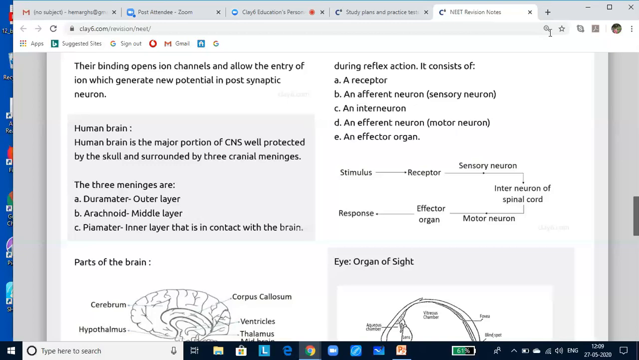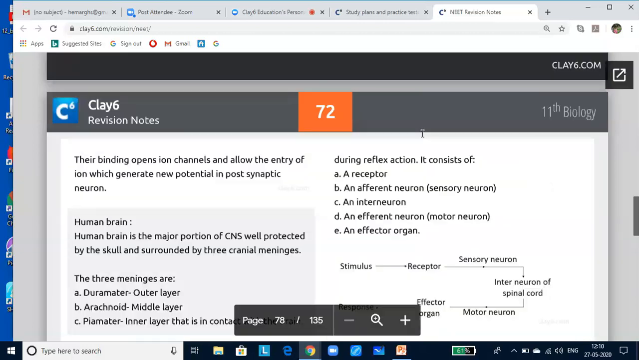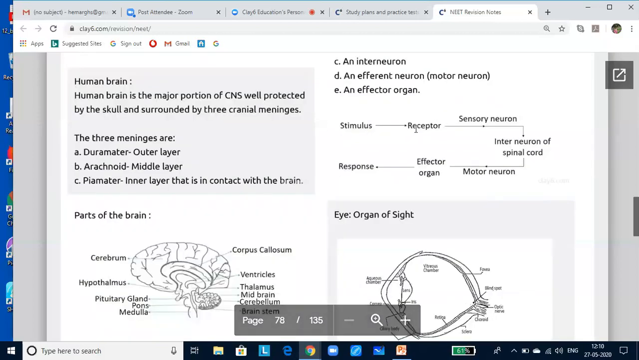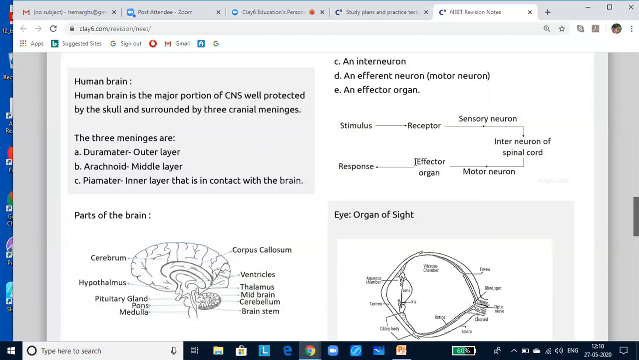Let us look at the reflex arc. What does a reflex arc consist of? It consists of a receptor, an afferent neuron, which is a sensory neuron, an interneuron, an efferent neuron or a motor neuron, and an effector organ. So, when a stimulus is picked up by the receptor, it is sent through the sensory neuron to the interneuron in the spinal cord, and this immediately responds to the stimulus. This response is taken by the motor neuron to the effector organ, which is a muscle or a gland, to act and give the suitable response.